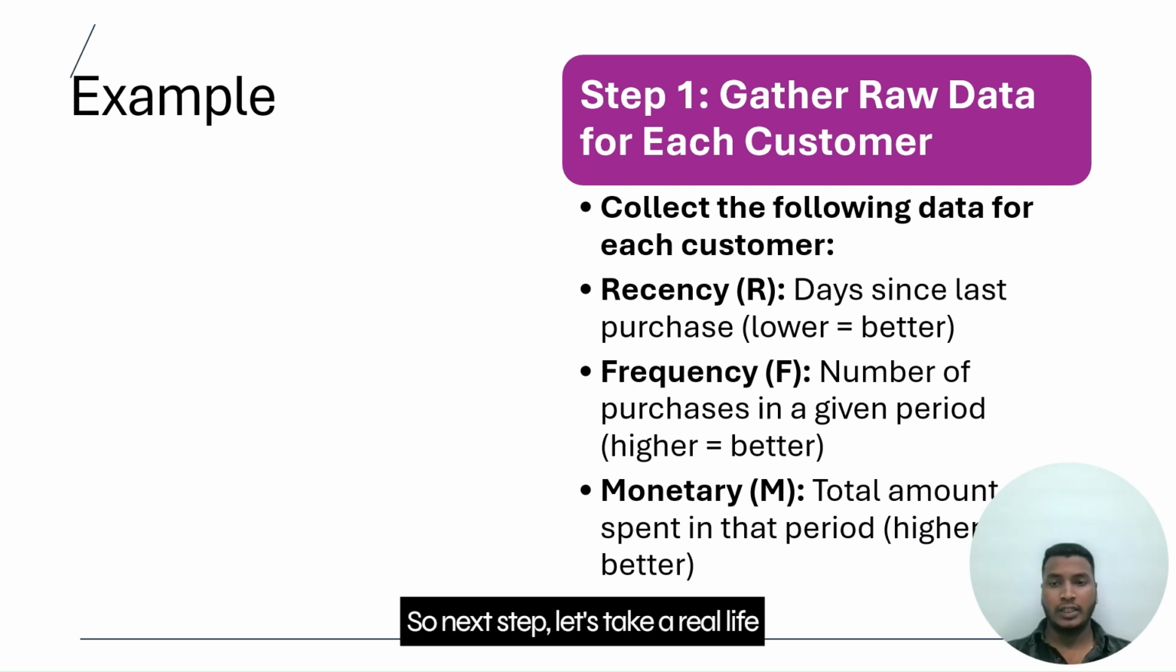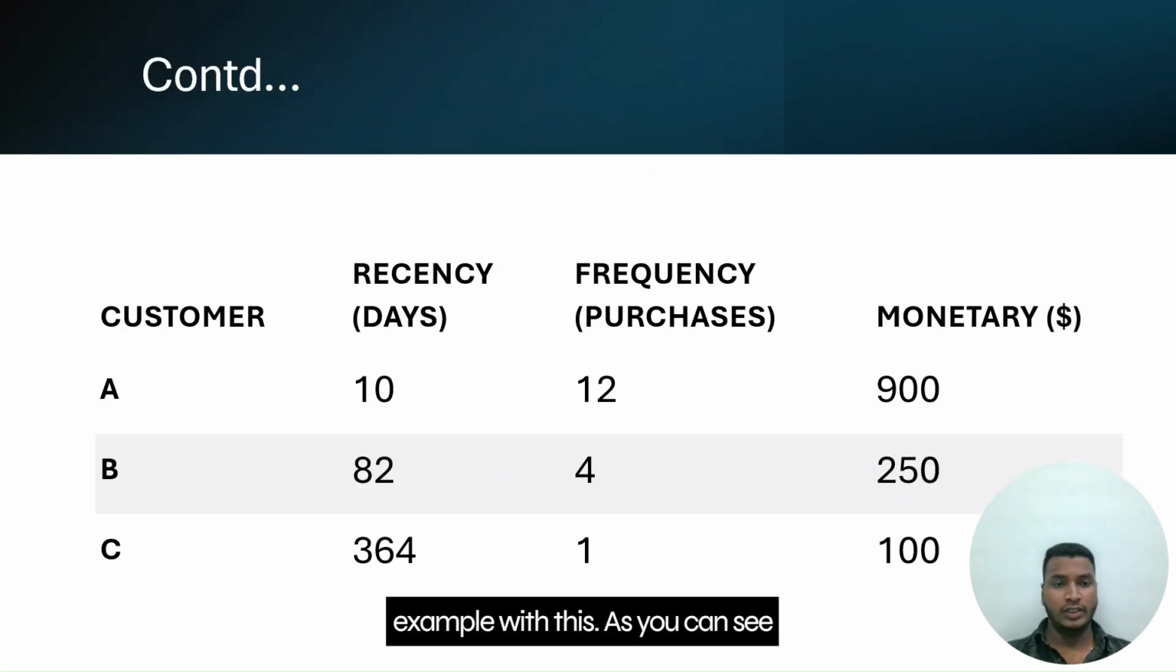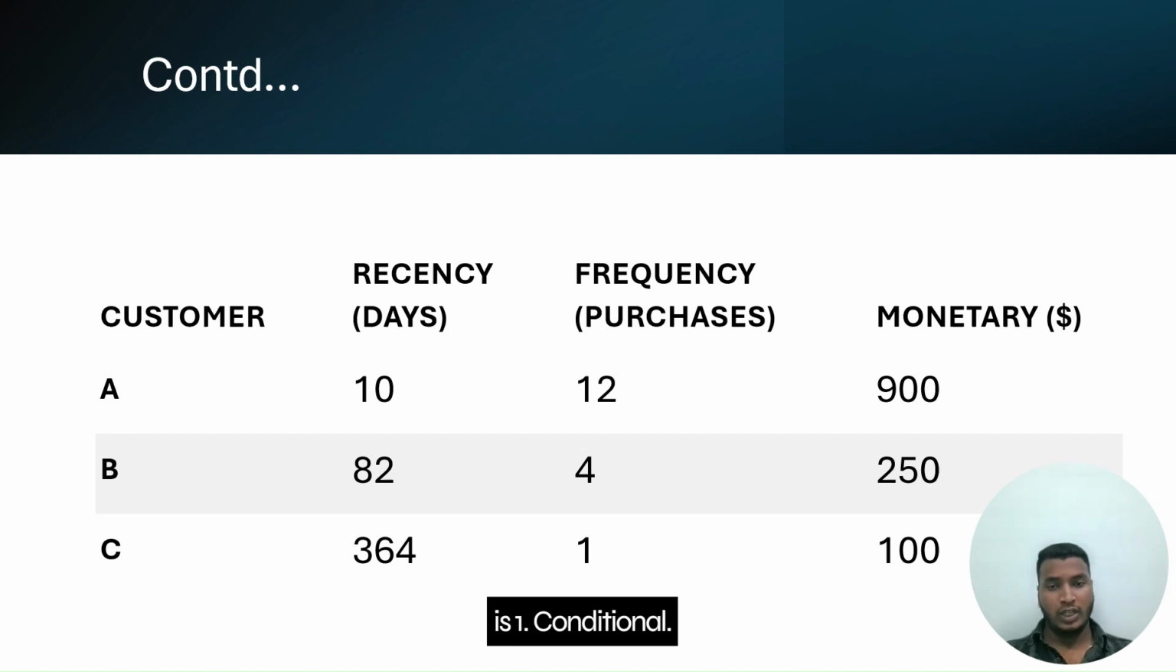So next step, let's take a real life example with this. As we can see, customer A: recency is 10 days, frequency is 12, and monetary is 900. For customer B: 82 days, 4 purchases, and 250. And for customer C: recency 364 days, frequency is 1, monetary is 100.